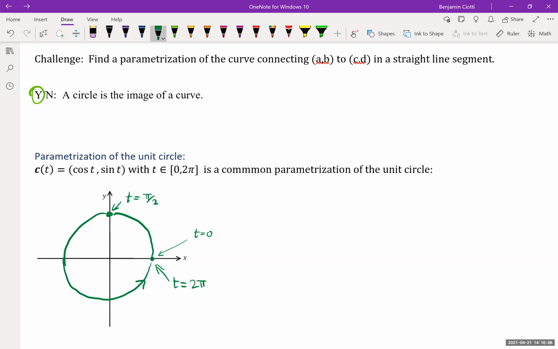Anyway, I would challenge you to try to come up with, say, a clockwise parametrization of the circle, or how about one that starts at some other point?